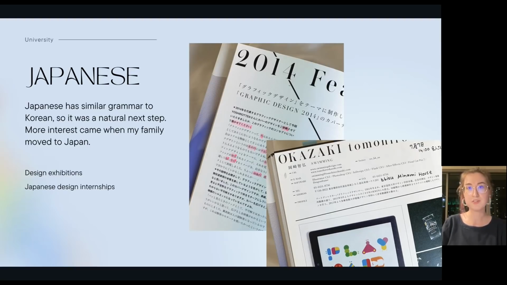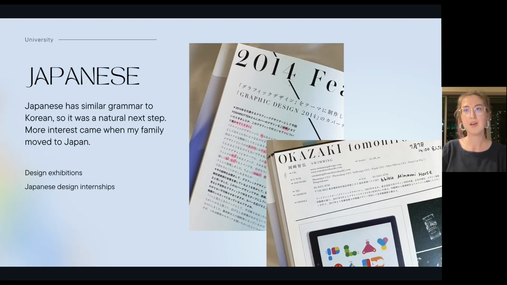We also had to do internships when I was at university, and I thought, well, why not give myself a linguistic and a design challenge to do my internships in Japan? So here's a book that I used.